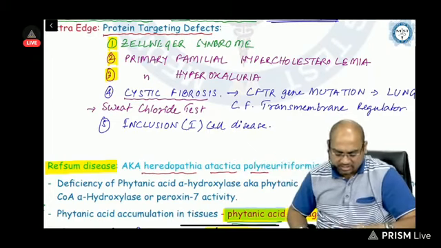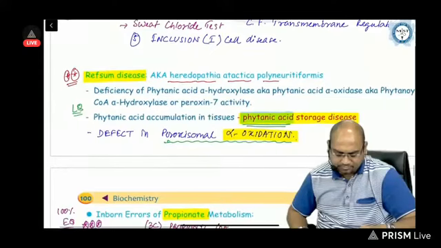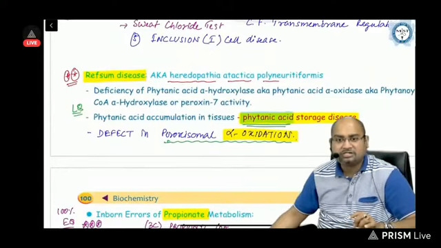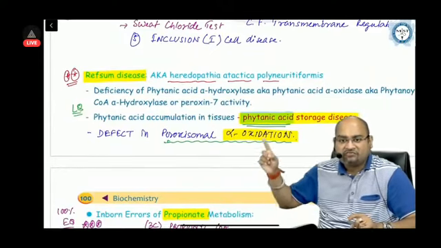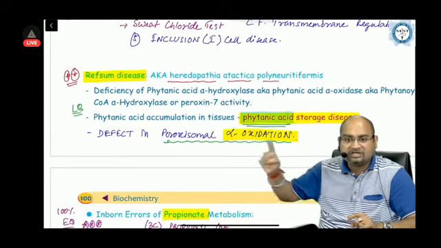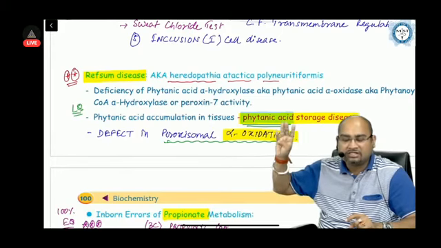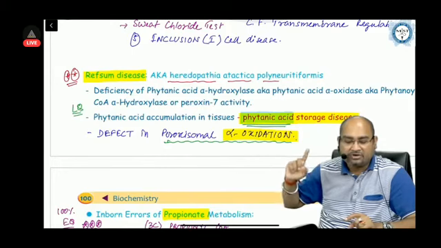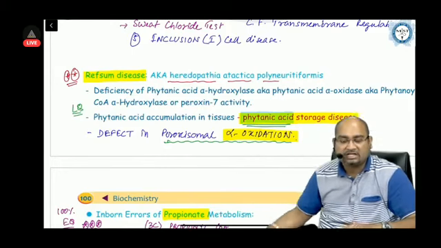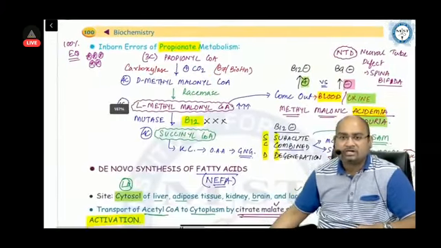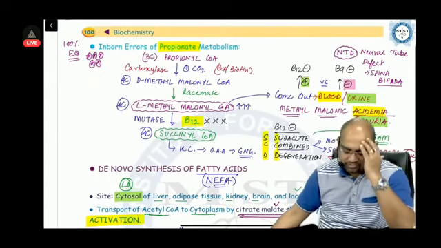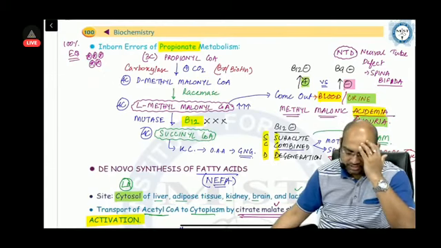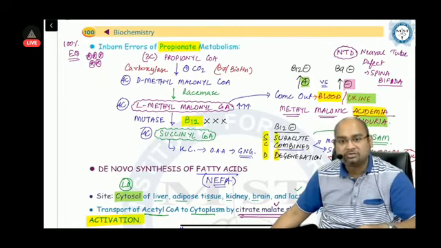Sweat chloride test. Refsum disease, one liner only from lipids, beta. Refsum disease, phytanic acid storage disease, defect of alpha oxidation. Zellweger: beta oxidation in peroxisome. Refsum: alpha oxidation in the peroxisome, phytanic acid storage disease. Important expected question. By now it should have been imprinted in your mind, beta, that this question is going to come, and we have to just go and solve this question in our MCQ, beta.